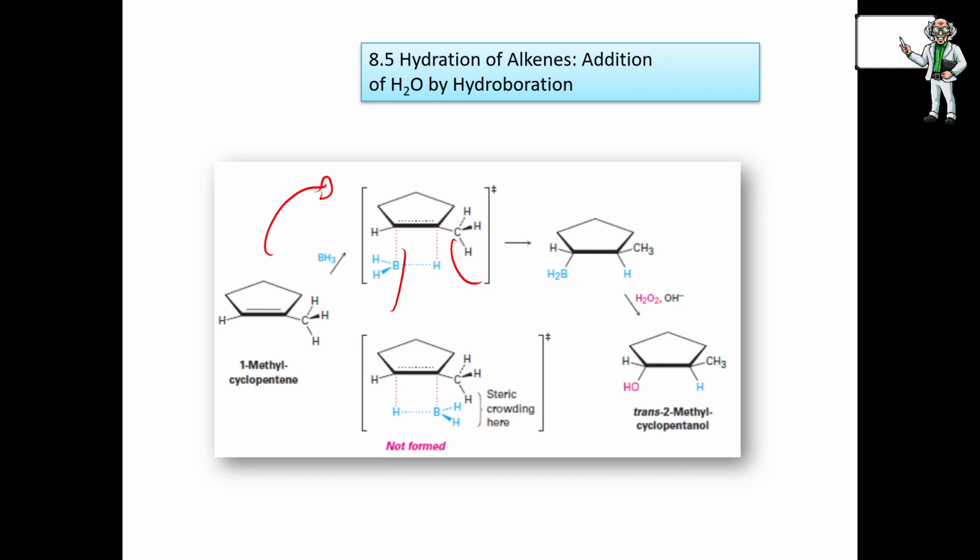Then we generate this with the hydrogen and the borane. Check the hydrogen and the borane on the same side of the double bond, in this case both down, but you can draw both up, it's not a problem. And then with hydrogen peroxide, we transform the boron into a hydroxyl group, but always keeping the same configuration, as you can see here. That means that we will get the cis-2-methylcyclopentanol. Okay?